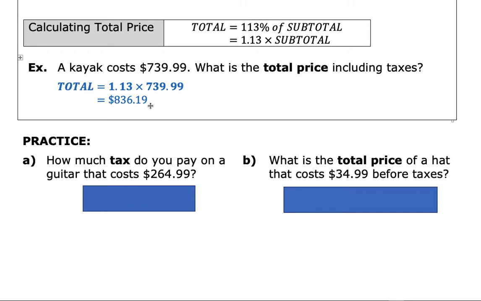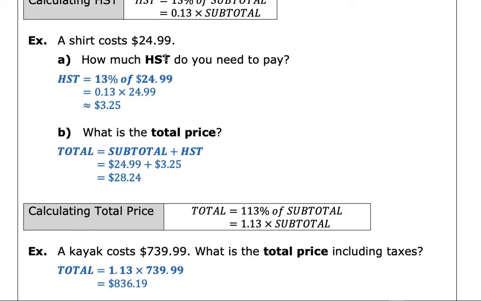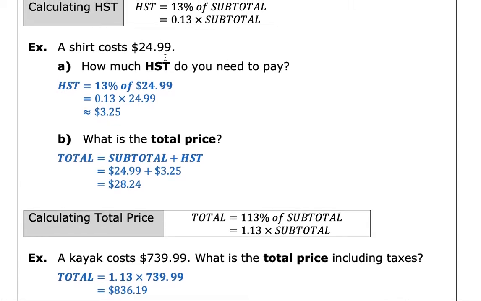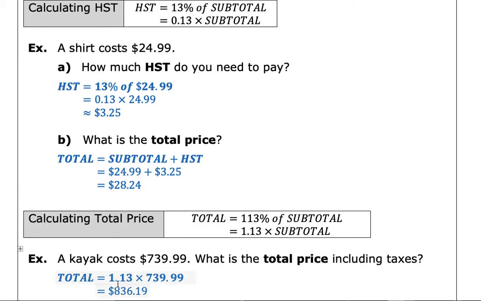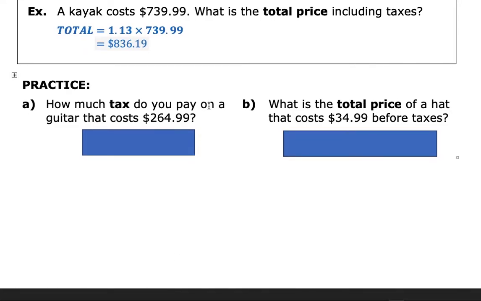The disadvantage is that you do not know the actual amount that you paid for HST. So we'll contrast each of those techniques at the same time. And you can see that the difference is this is quick, but we don't have all of the details. So this is a good time to pause this video and try these questions on your own.